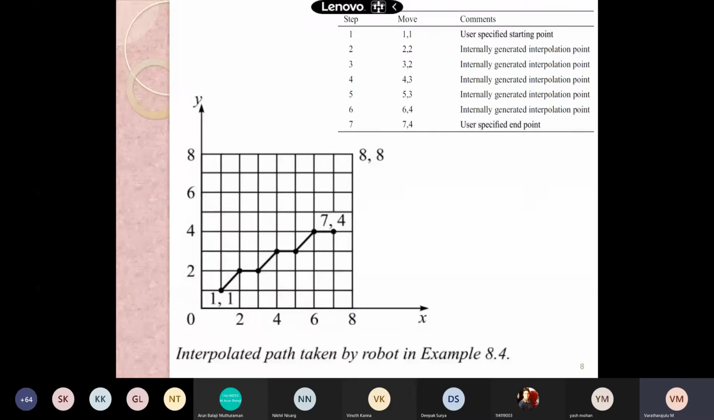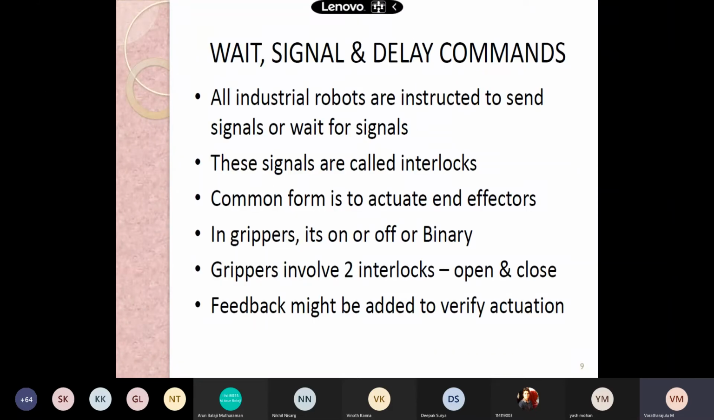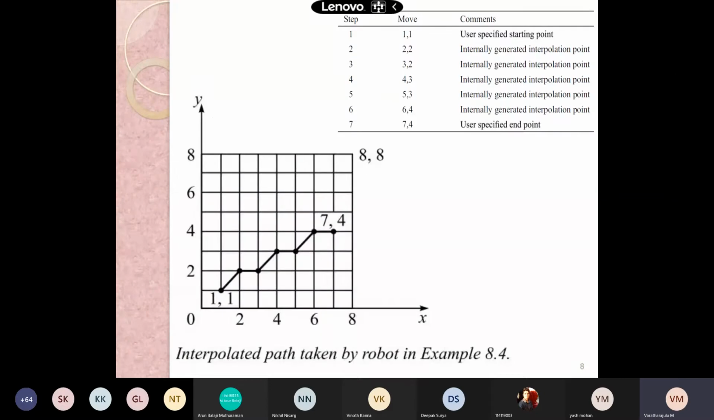Once we are familiar with these basic nomenclatures, we will revisit this example, and how these motions and intermediate points were considered by the robot. We will discuss in detail once these nomenclatures are introduced.